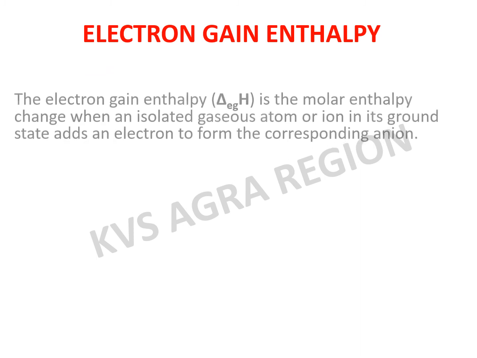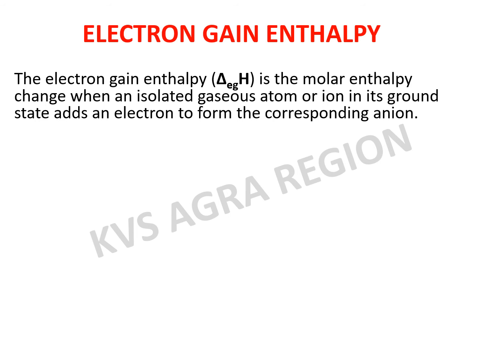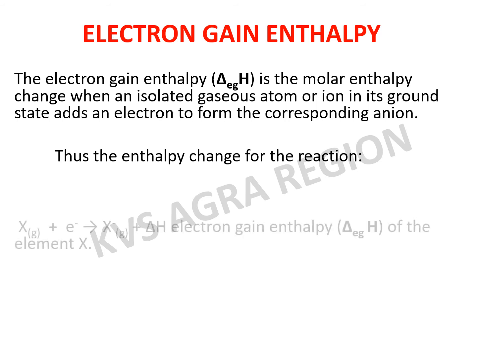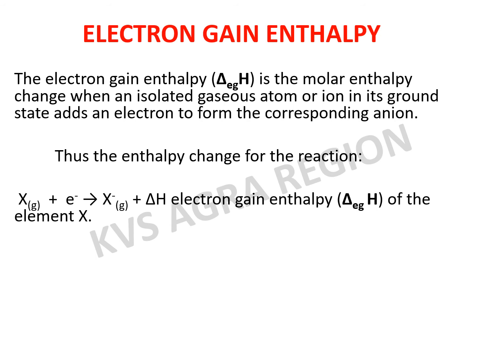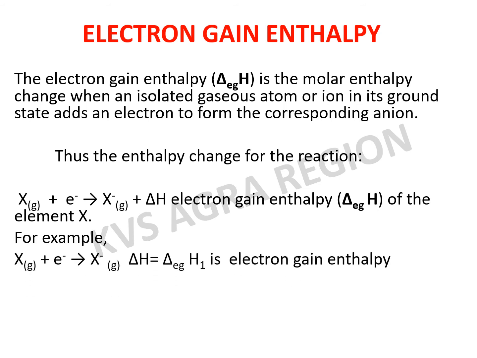Electron gain enthalpy. The electron gain enthalpy is the molar enthalpy change when an isolated gaseous atom or ion in its ground state adds an electron to form the corresponding anion. Thus, the enthalpy change for the reaction X in gaseous state gains an electron to form anion X negative in gaseous state is known as the electron gain enthalpy of the element X. For example, X by gaining an electron changes into X negative.